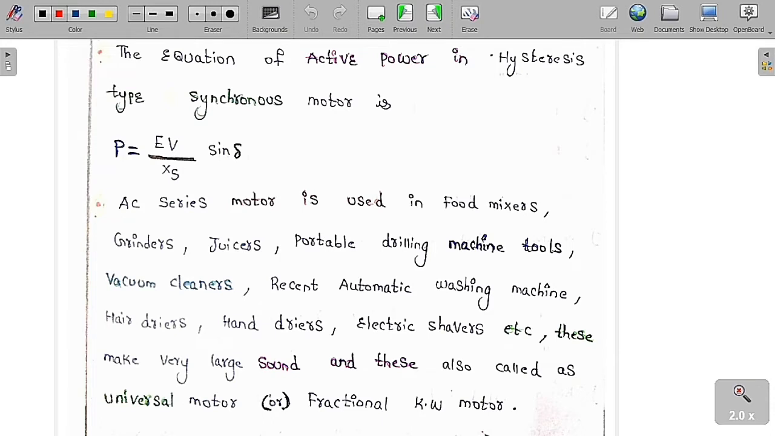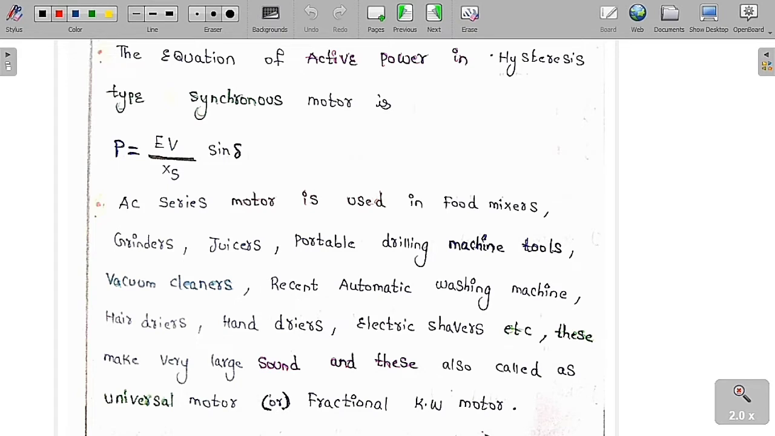This is basically used in food mixers. Whenever you use a food mixer, it makes a huge amount of noise because of the huge speed. So we can say it makes a large amount of noise. It is used in food mixers, grinders, juicers, portable drilling machines, tools, vacuum cleaners, recent automatic washing machines, hair dryers, hand dryers and also electric shavers. These make a very loud sound and are also called universal motors or fractional kilowatt motors. So these are different names of this motor.